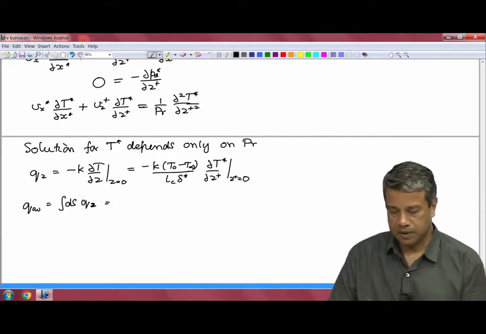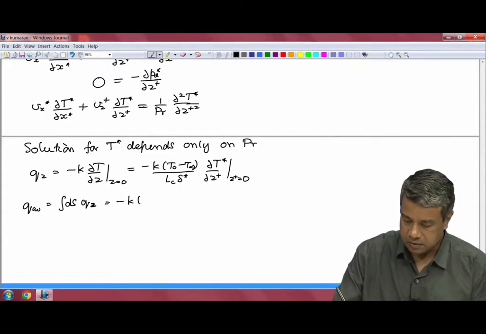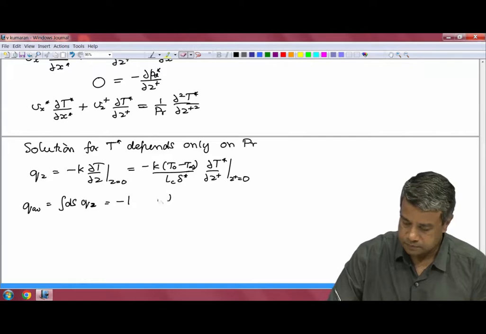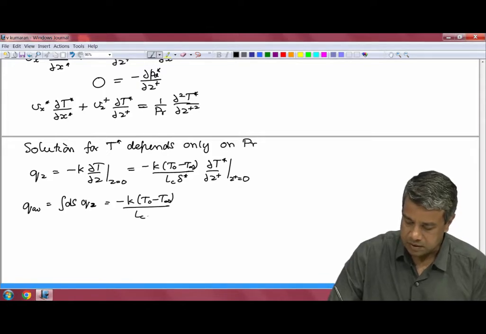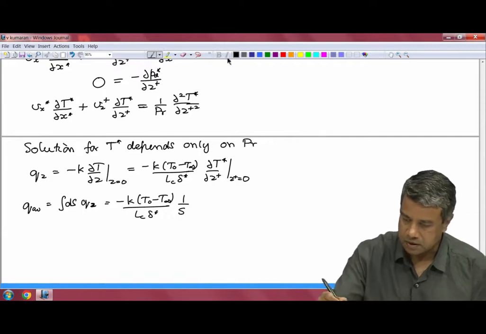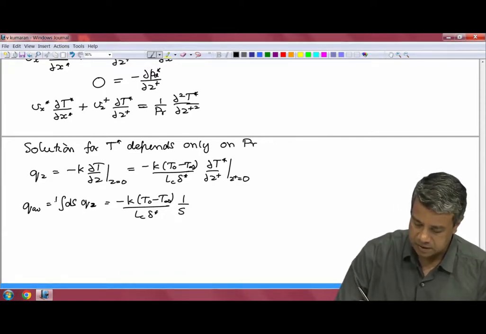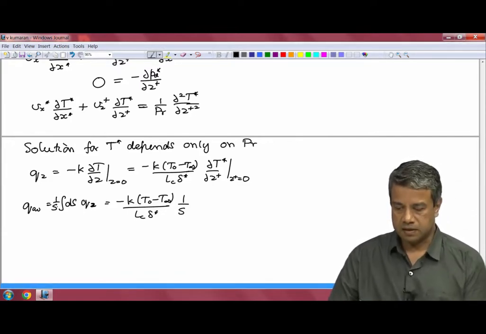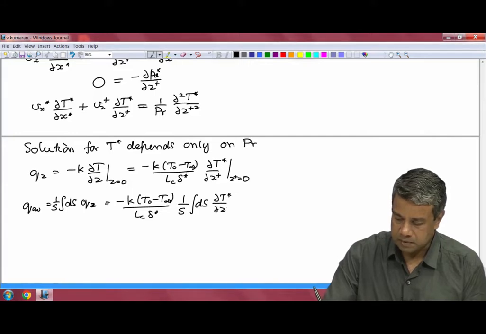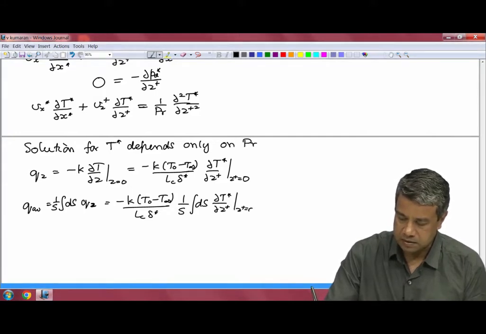It is equal to minus k into T naught minus T infinity by Lc delta star, times 1 over the total area. I should note that for the average flux I have to divide by the surface area: 1 over the surface area, integral over the surface area of partial T star by partial z plus at z plus equal to 0.